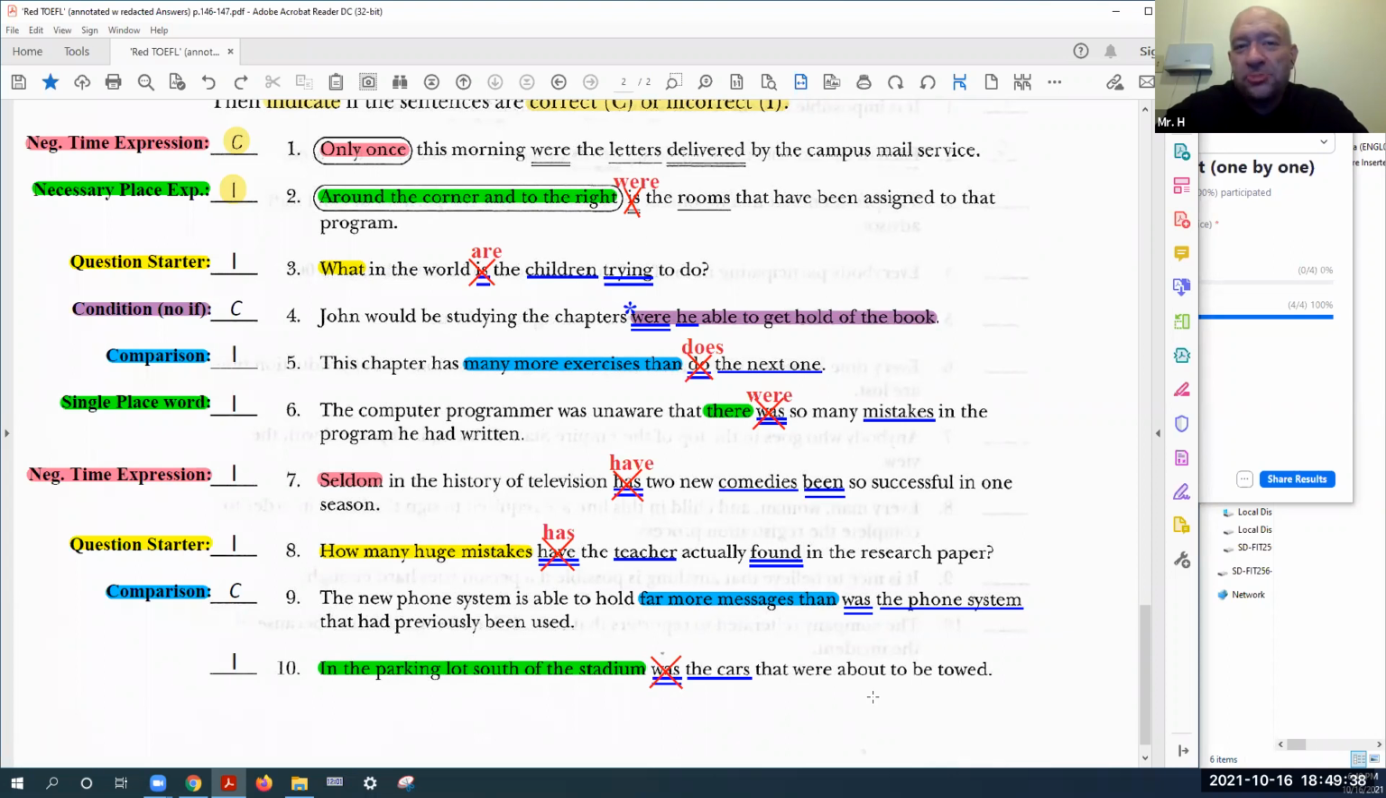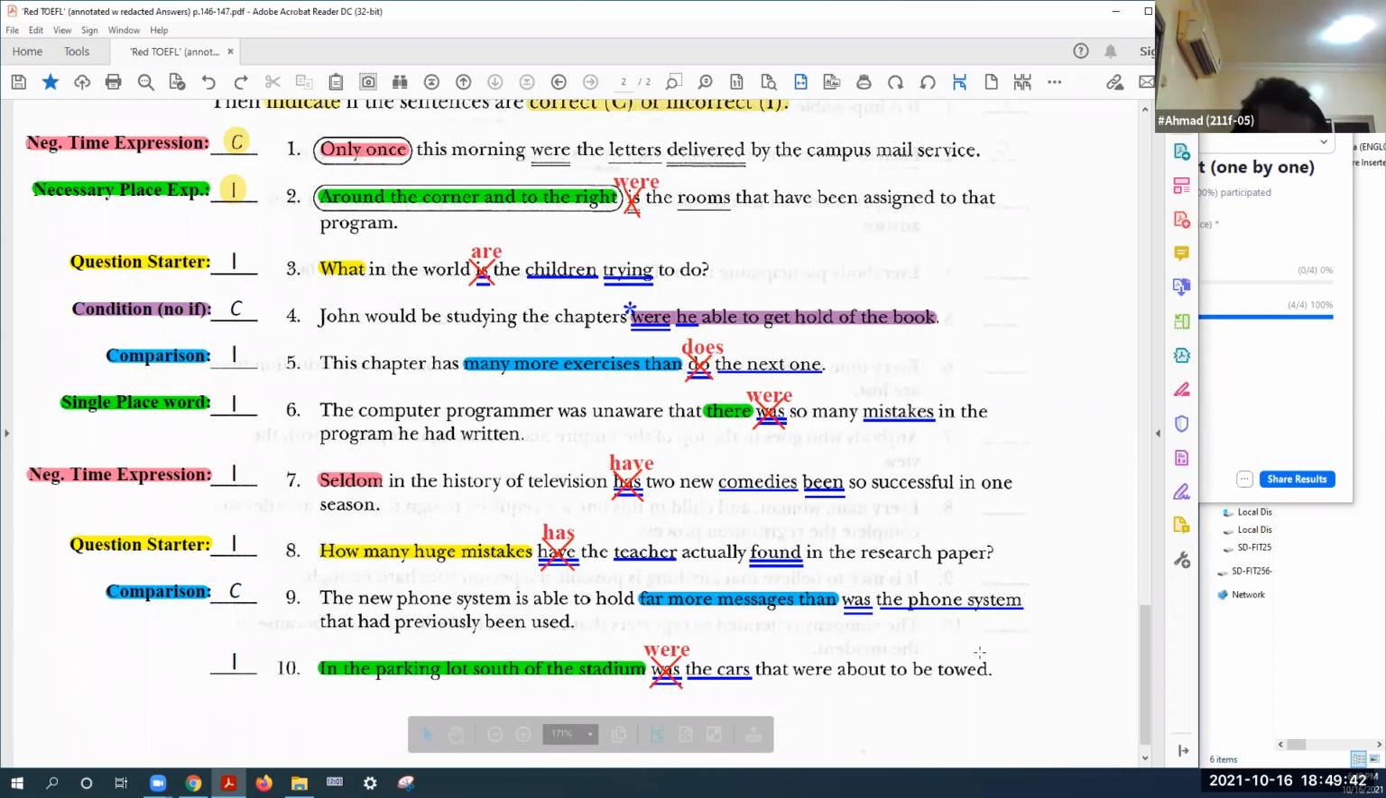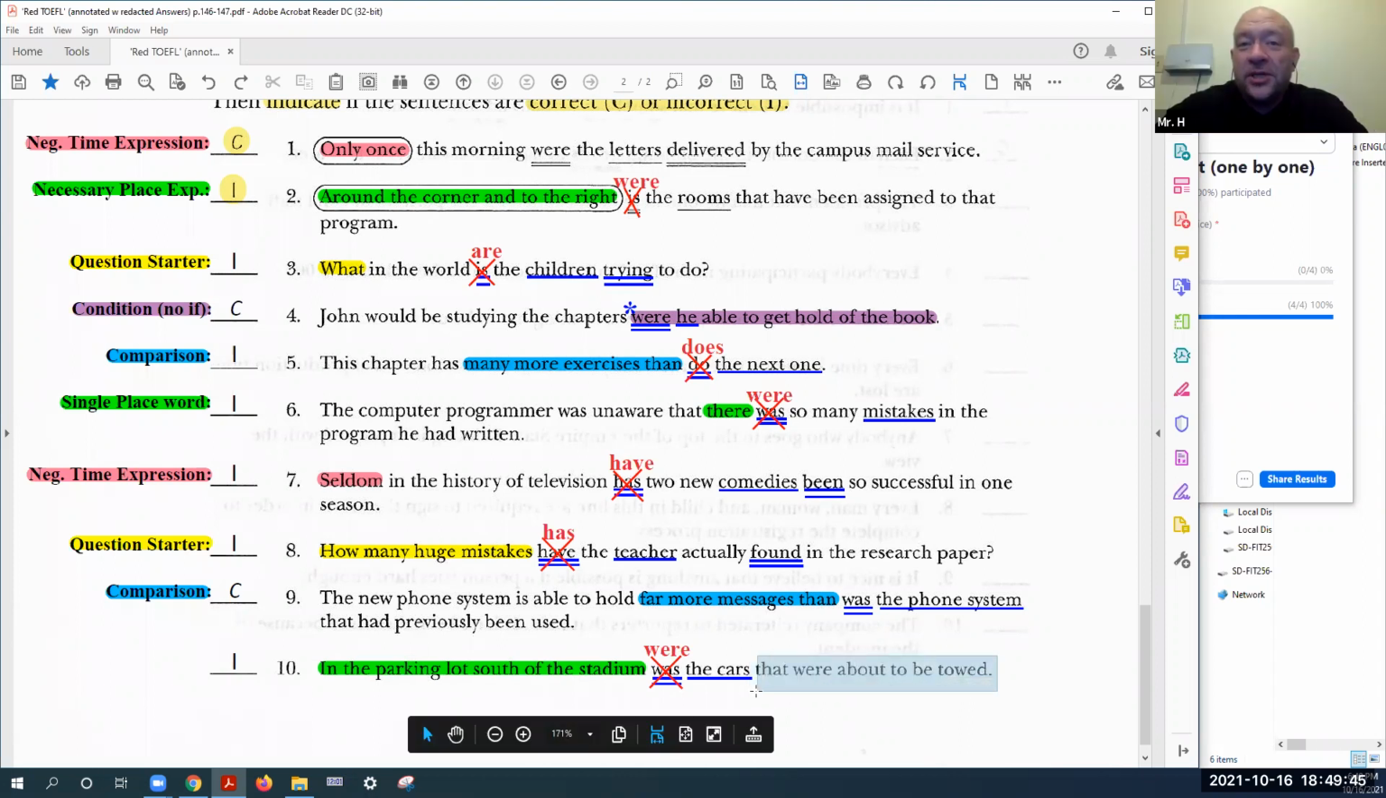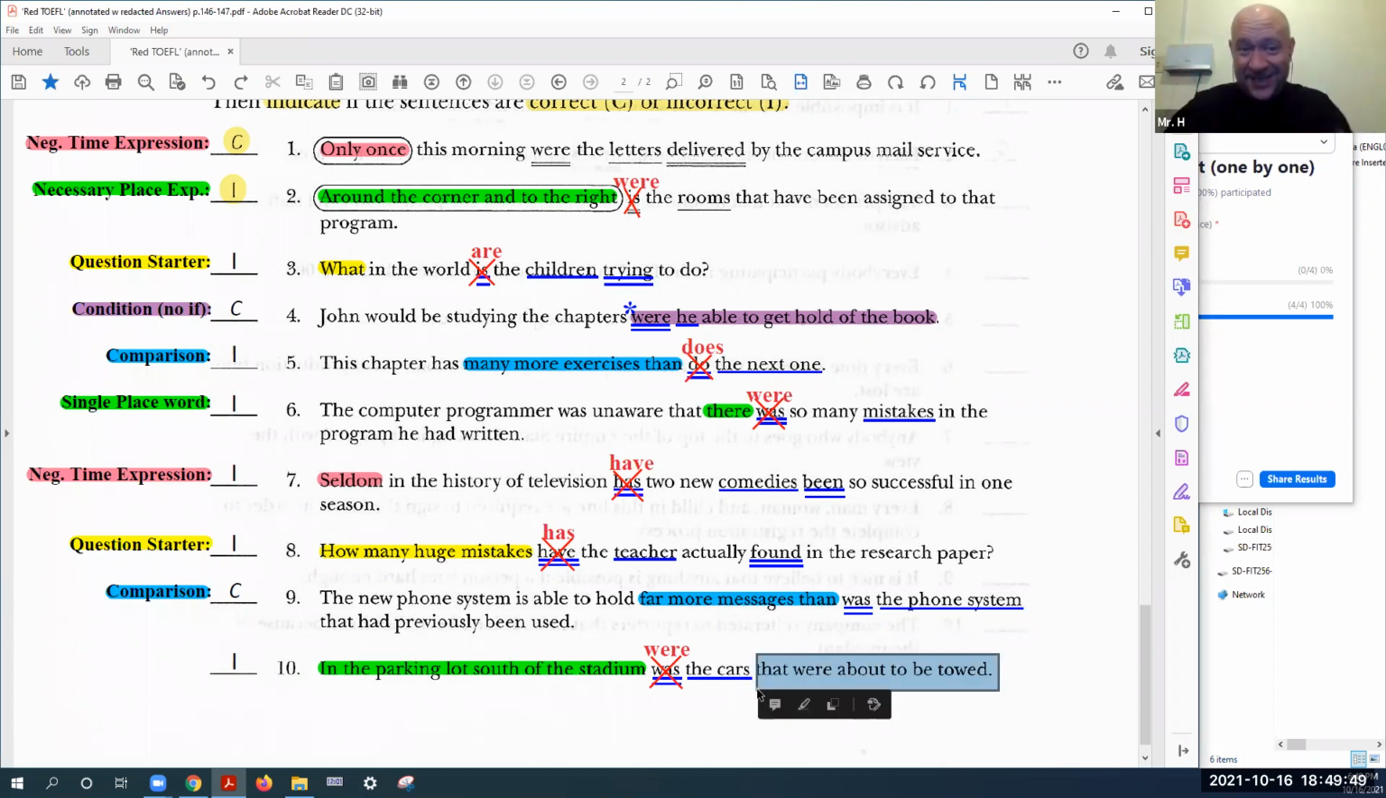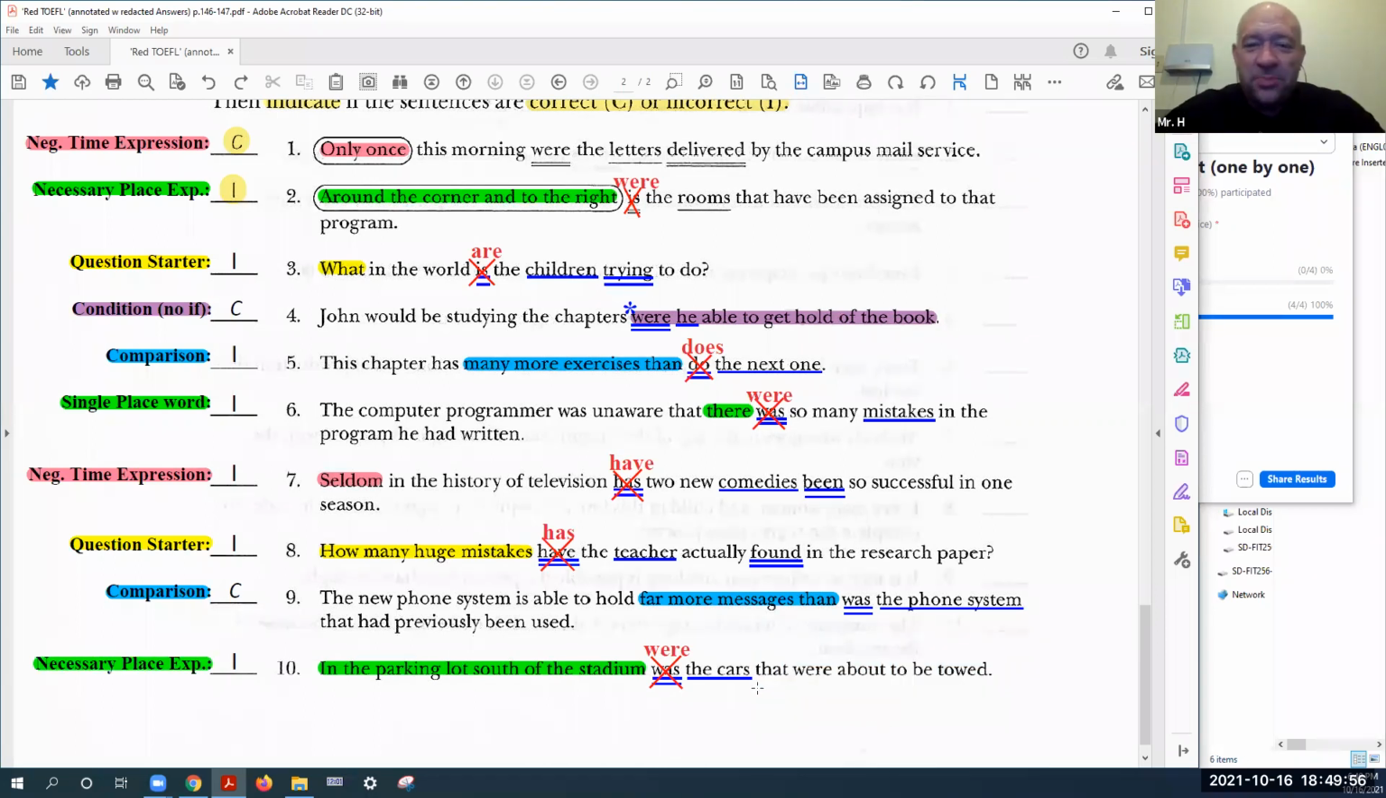Why? Cars is plural. And what about after that? Is that correct? What is this called, gentlemen? Adjective clause. Exactly. Adjective clause. That we're about to be told. There you go. Another bingo. And this is a necessary place expression, gentlemen. And there you go. Skill 22. I think you guys might want to practice this one a little bit from the application. I agree with you.